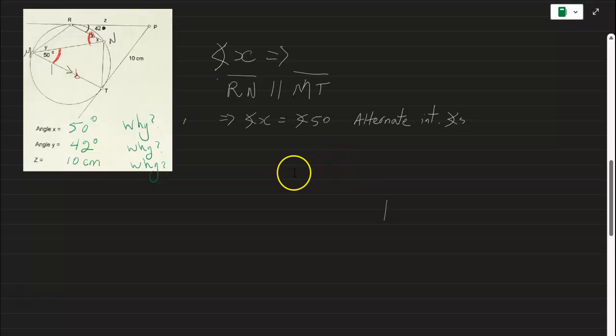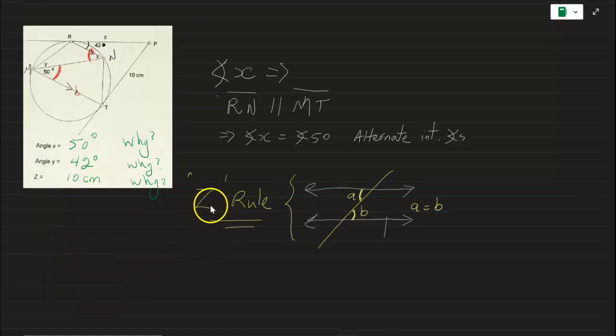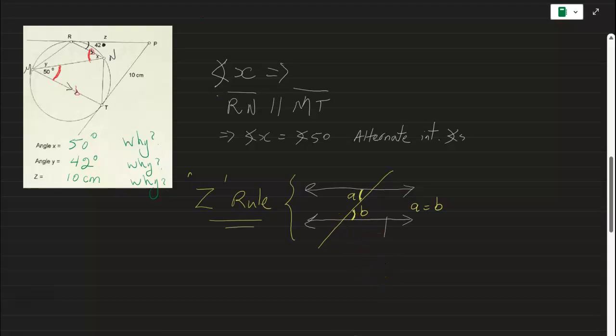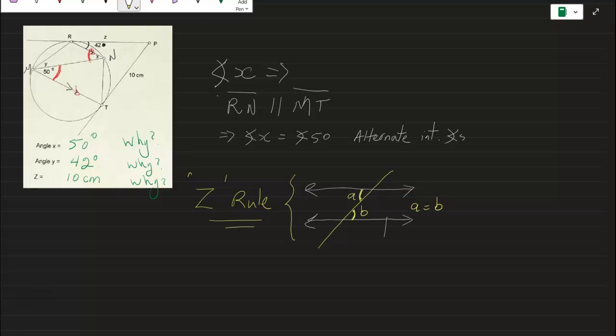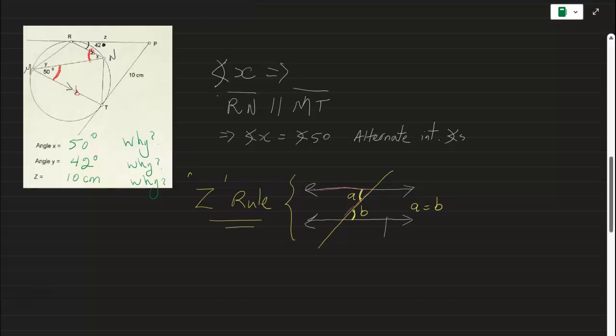And here is another way of showing it. We call that the Z rule, for memory if you want to memorize it faster. So here's the Z rule, and the reason it's called the Z rule is because of this pattern of Z. All right, so angle A is equal to angle B in this case, and therefore angle X must be 50 degrees.